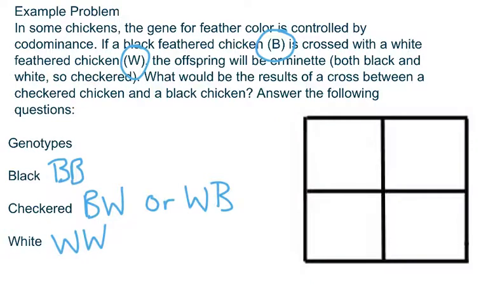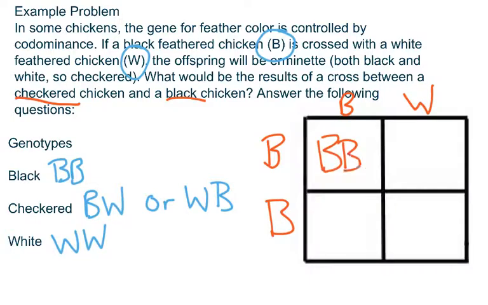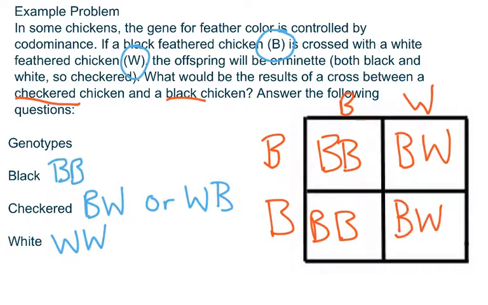So then you read the problem again and you underline the important stuff. So we got checkered chicken crossed with black. So again, checkered would be big B, big W, and then black would be the 2 capital B's. Put them together. Okay, and then we would answer the following questions.